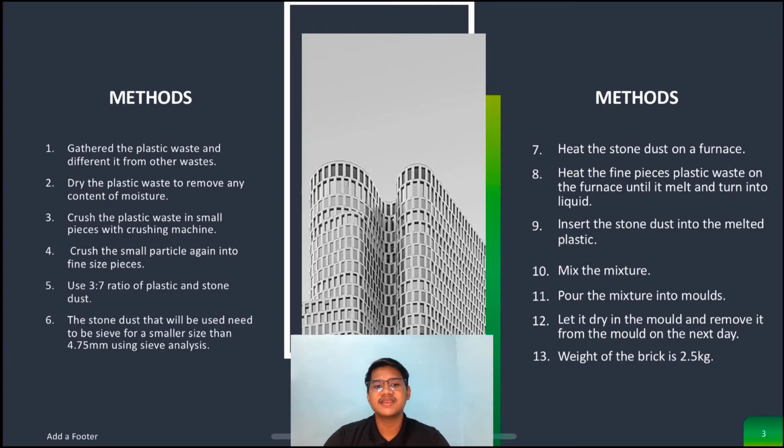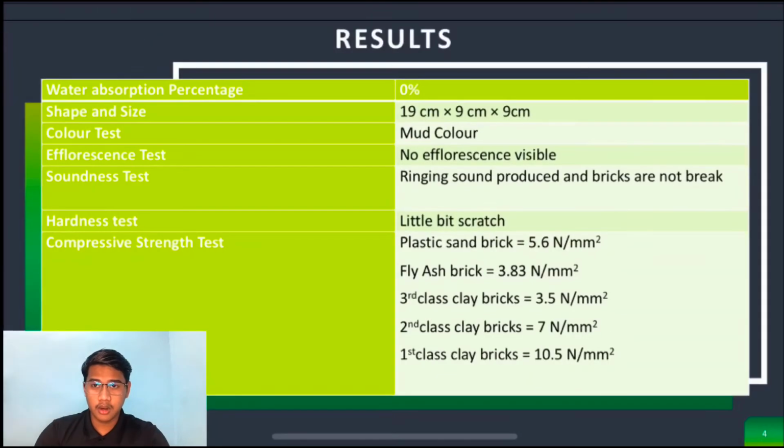Then they inserted the stone dust into the melted plastic and made it a mixture. They poured the mixture into the mold, let it dry, and removed it from the mold on the next day. So they let it dry for about a day and then they wet the brick. As you can see from the result, the brick doesn't absorb any water because the water absorption percentage is 0%. For the color test, the author states that the color is mud color. The brick also performed well in the compressive strength test, which is a little bit better than fly ash bricks and third class clay bricks.